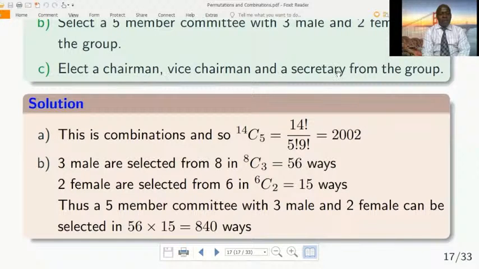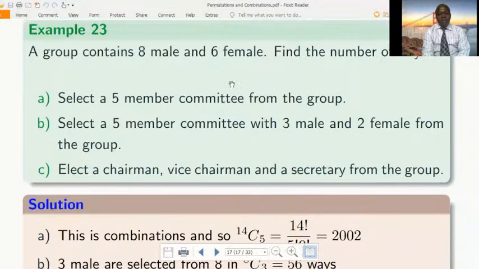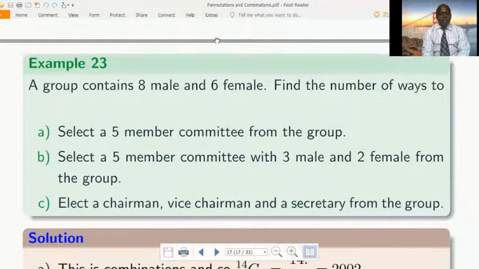Now, chairman, vice chairman, and a secretary. This does not involve combination. It involves permutation. Because this group has 14 members. Out of these 14 members, we want to elect a chairman.